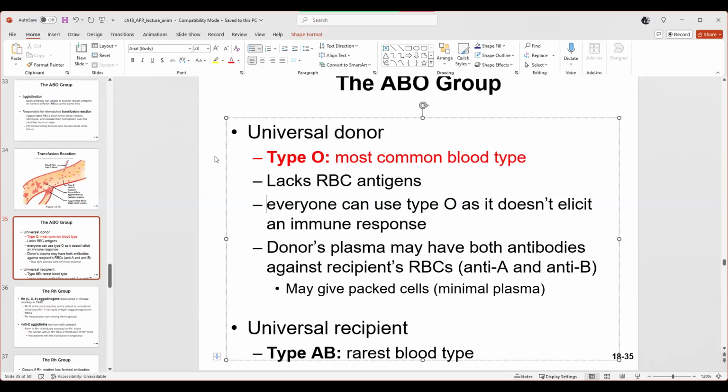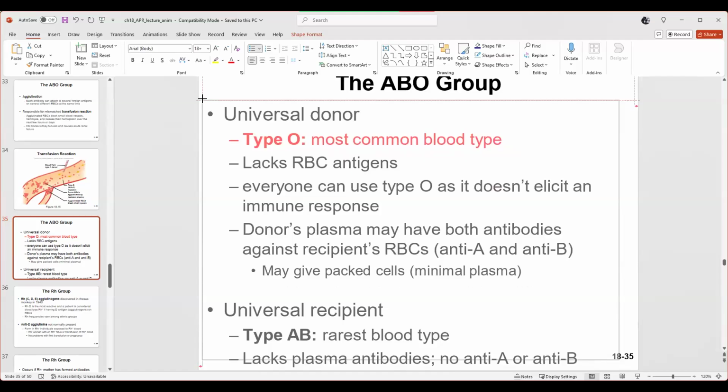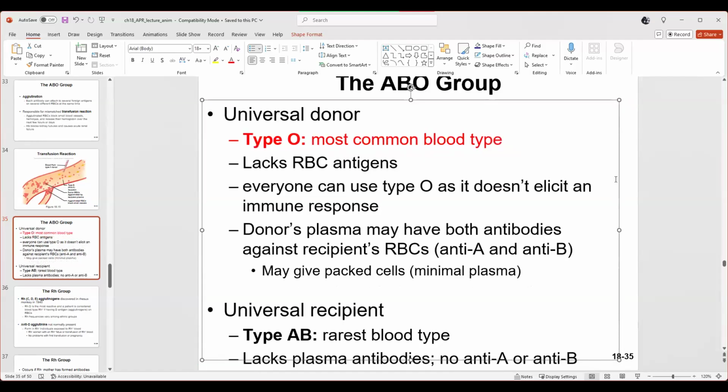The donor's plasma are going to have, yep. What's that? They can, but they prefer O negative. And we'll talk about why the positive and negative are important. Donor's plasma will have antibodies to B and A. Because they don't have type A blood, they'll have antibodies to it. Because they don't have type B blood, they'll have antibodies to it.